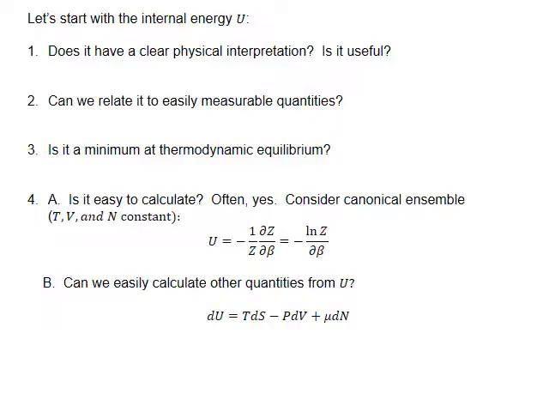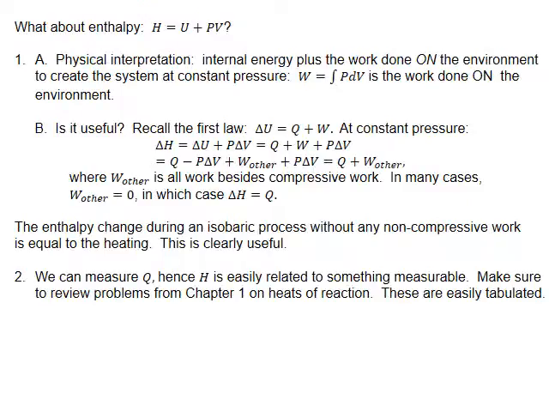All right. So down our list, the next thing was a friend because we've seen it before, and that's the enthalpy. H is U plus PV. So let's go through our wish list of items. First, is there a clear physical interpretation? And the answer is yes. As we discussed back in chapter 1, this quantity H represents the internal energy of the system plus the work done on the environment to create it.